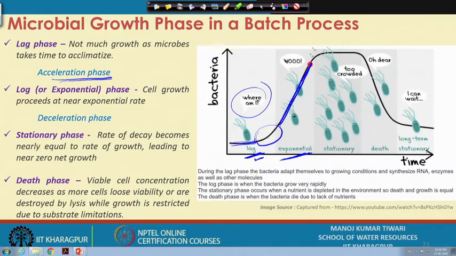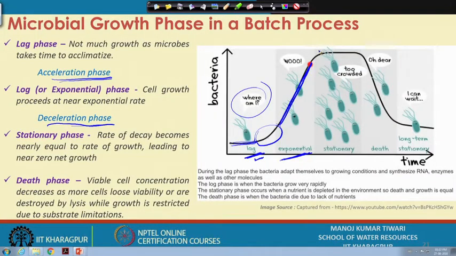Since it is accelerating its growth rate, we call that the acceleration phase, and once it has accelerated, it grows pretty rapidly, exponentially. During this growth process it utilizes substrate. So, the substrate limitations start coming in, and the concentration or number of cells of the microorganisms keeps increasing. So, there are two conditions: the population of the microbes is increasing, whereas the food supply is decreasing. Since the population is increasing, there is in fact more demand for food, but the substrate is decreasing.